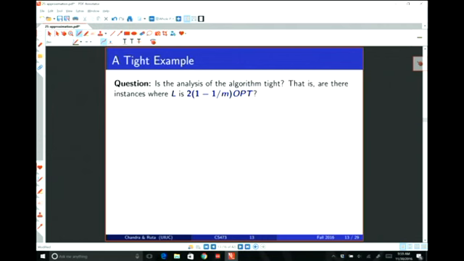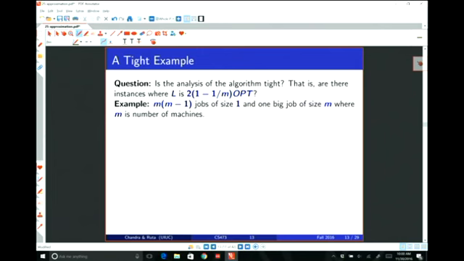So here is an example, right? I have m machines, I have a lot of size 1 jobs. How many of them? m times m minus 1. Okay? And one job which is of size m. Okay? Suppose all the size 1 jobs come first and then the last big job comes at the very end. What will the algorithm do?